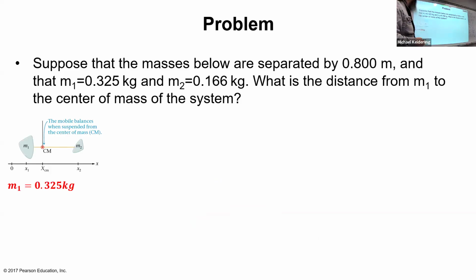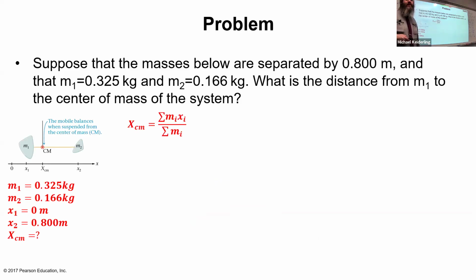Mass 1 is 0.325 kilograms, mass 2 is 0.166 kilograms, x1 is 0 meters, x2 is 0.8 meters. And we want to find the position of the center of mass. Well, the position of the center of mass is going to be the sum of the masses of the individual objects times the positions of the individual objects over the sum of the individual masses. So that's going to be mass 1 times x1 plus mass 2 times x2 over mass 1 plus mass 2.